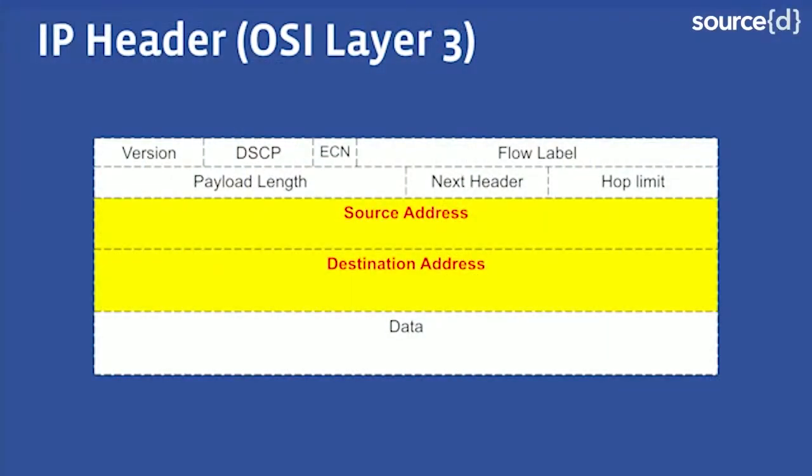OK, so this is an IP header. There's some stuff trimmed out of it. The only things we really care about, for both this talk and our load balancers, are source address and destination address. Everything else, we don't care.